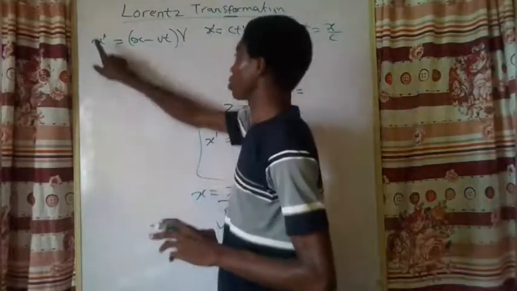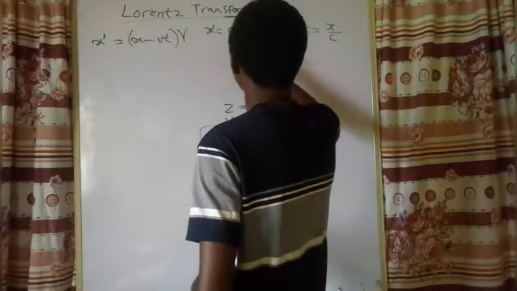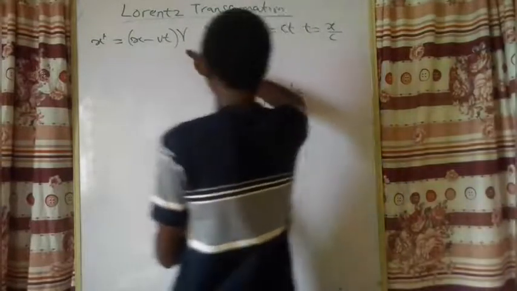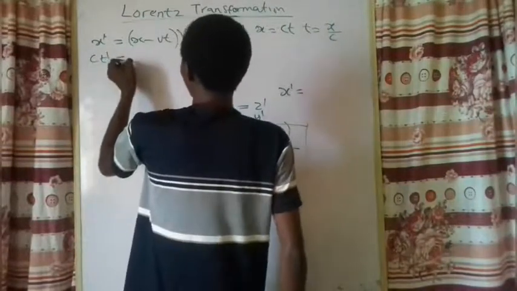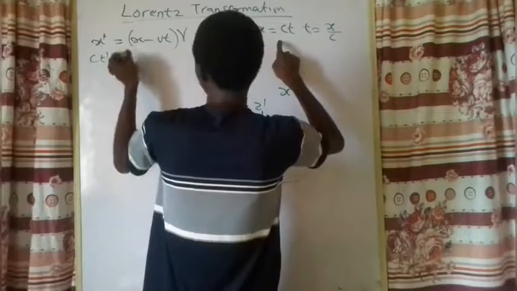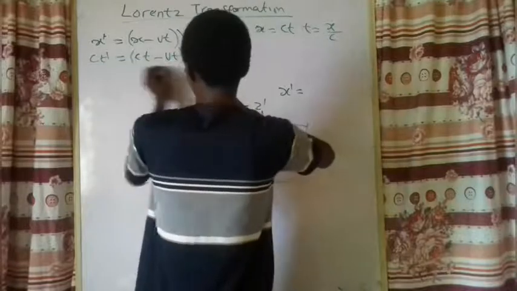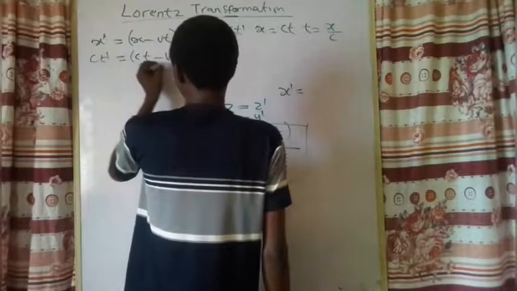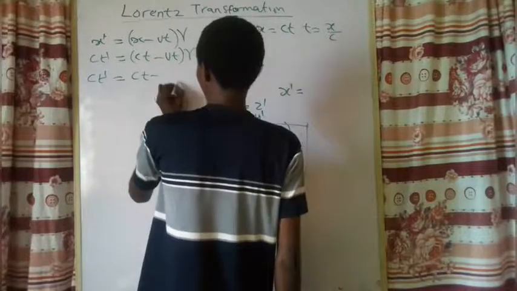I want to find t prime. So here I'm going to replace what we have here with c. This is going to be ct prime, right, equals what? This x here is ct, right, minus vt, if we should see, then gamma is there. Let's still work with this: ct prime equals ct minus vt.